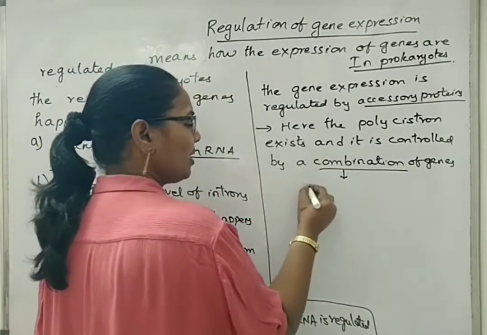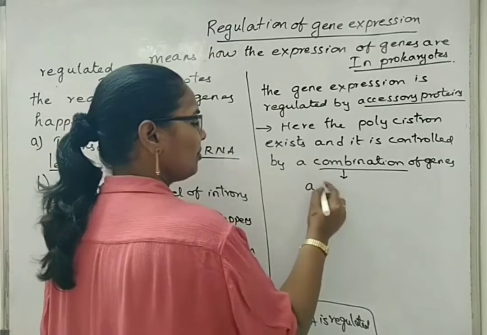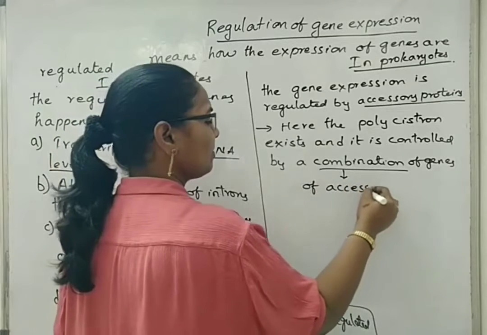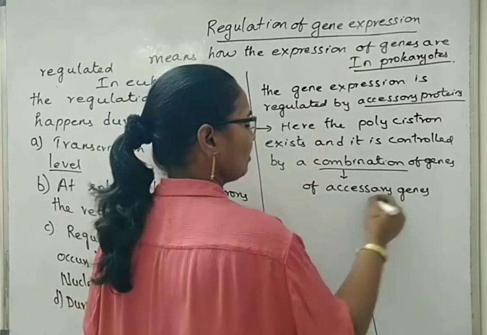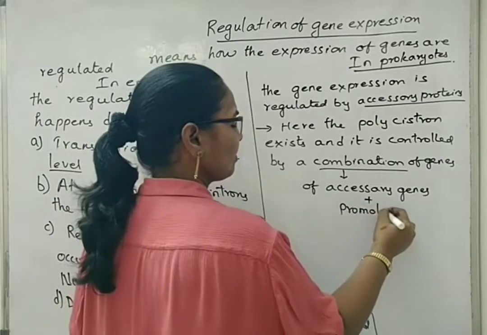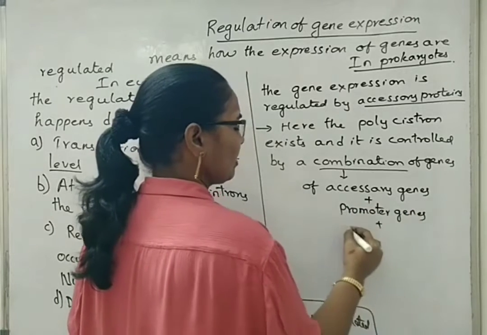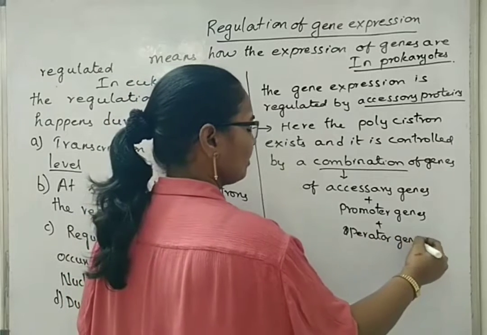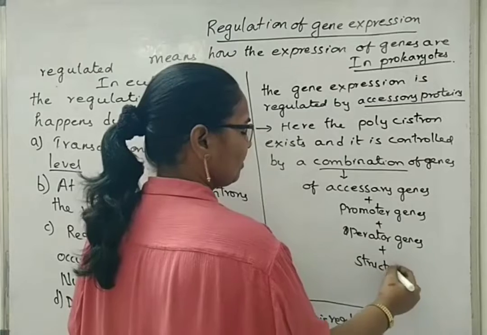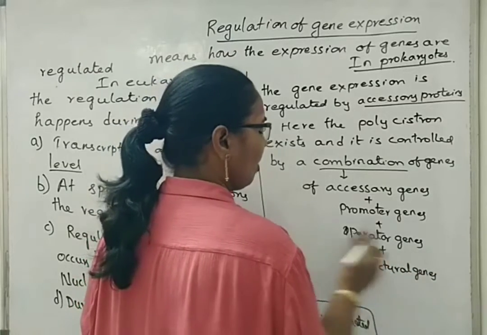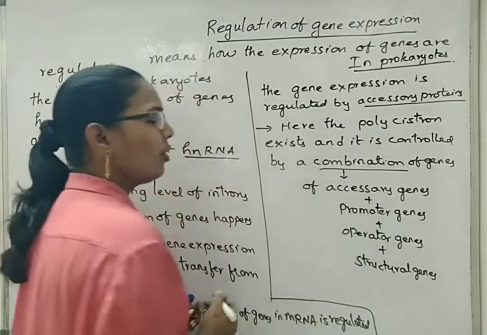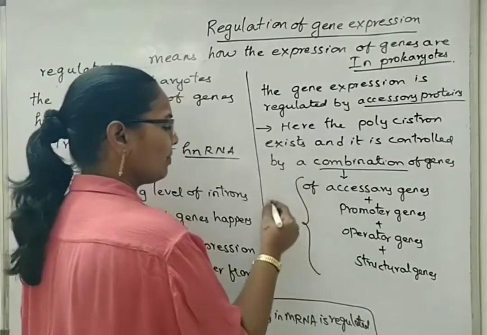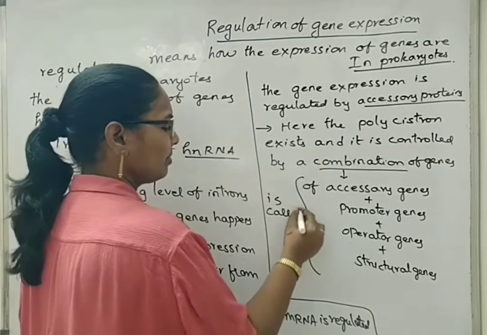So what is that combination? It is a group or a combination of accessory genes plus promoter genes plus operator genes plus structural genes. All these together are controlling or regulating the expression of genes in case of prokaryotes. A combination of all these is called an operon.